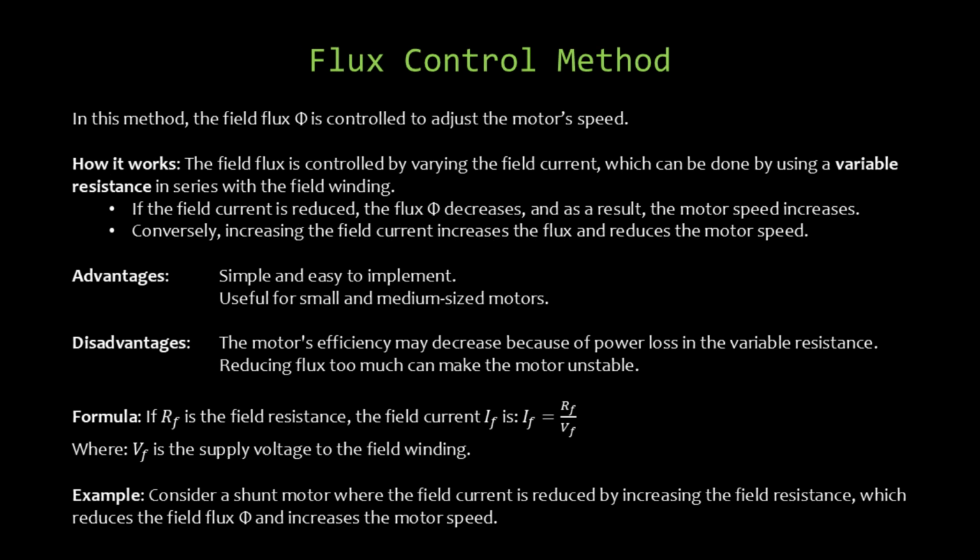Flux control is a fundamental method for speed regulation in shunt motors. By varying the field current using a variable resistance, motor speed can be adjusted. Reducing field current decreases flux, causing the motor speed to increase. Conversely, increasing field current raises flux, subsequently reducing motor speed. While simple to implement, this method can decrease motor efficiency due to power loss in the variable resistance.